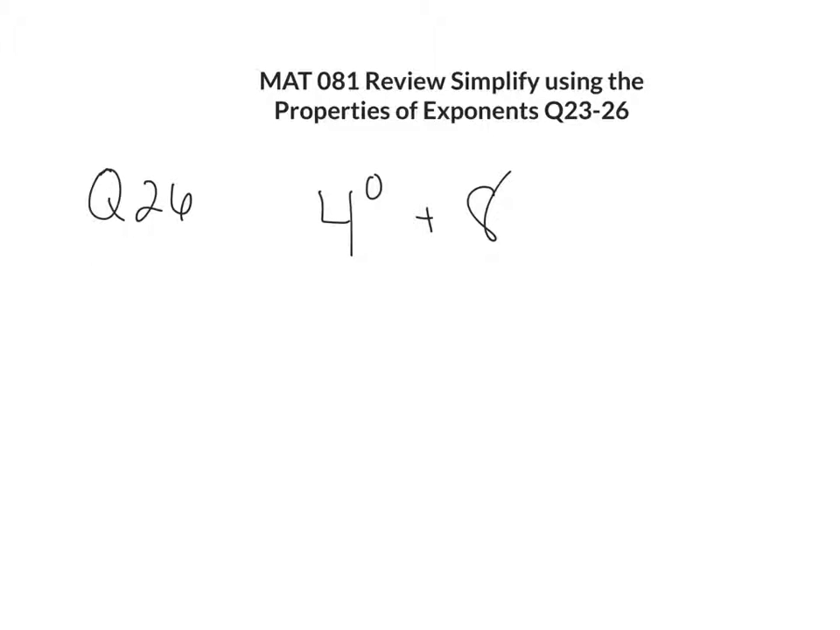Now this one we have more than just 4 to the power of 0. So 4 to the power of 0 equals 1, but then we have a plus 8, so my final answer would be 9. That's it for the zero exponent rule.